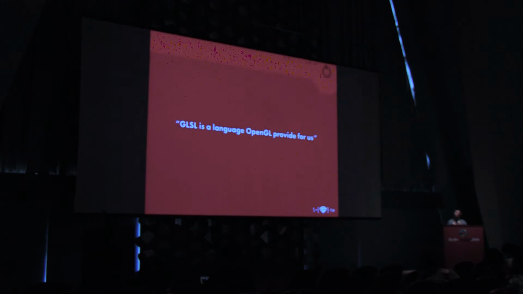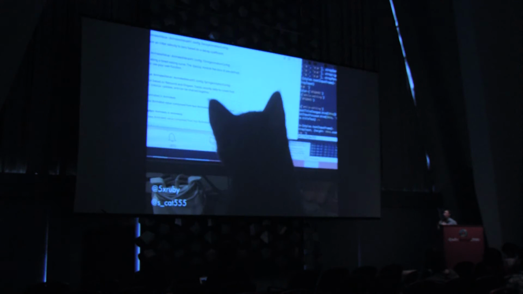And what is GLSL? We have to control the GPU to draw something, but we don't know the details of the GPU. So OpenGL provides us a language, and we can use a C-like syntax to control the GPU. If you use GLSL, even a cat can control the GPU. Yeah, this case is our company's case.